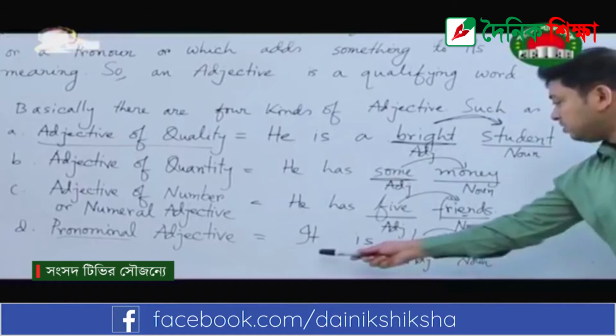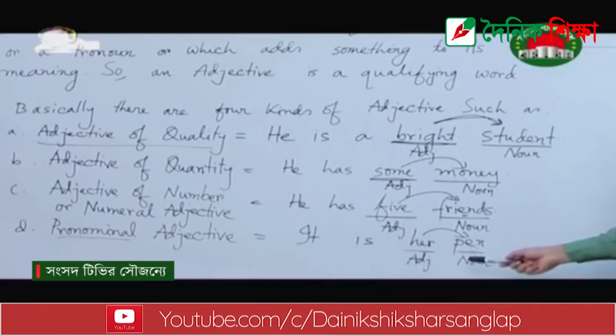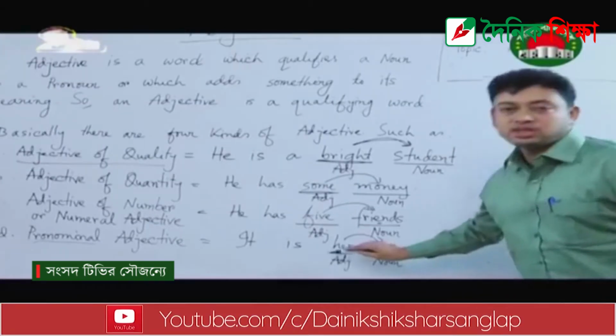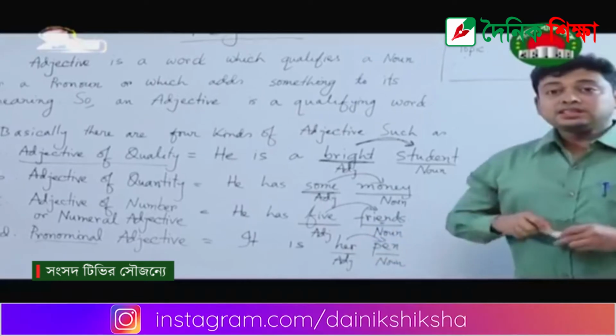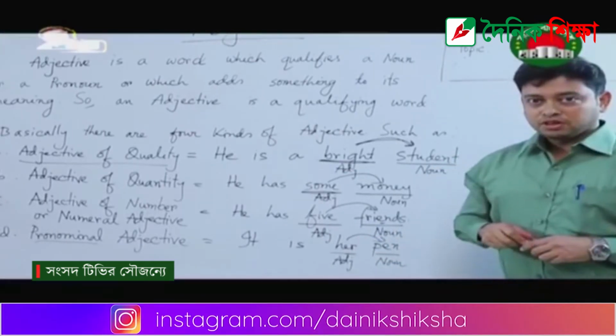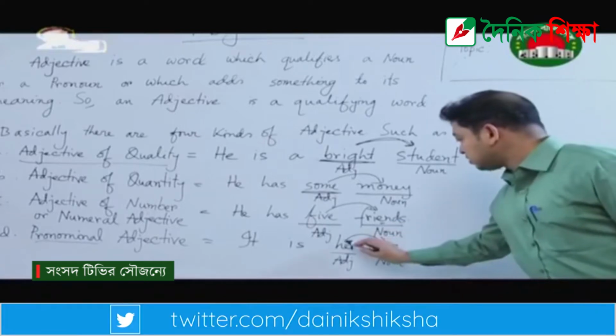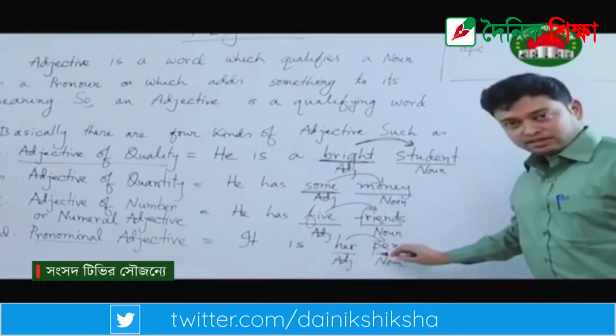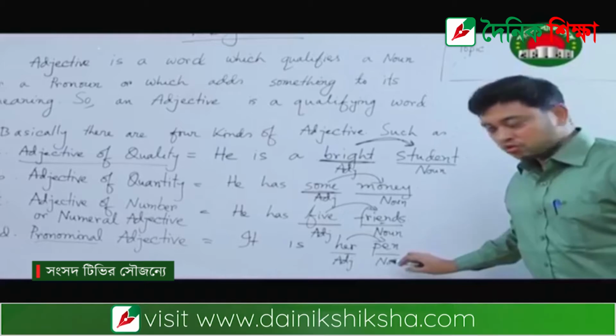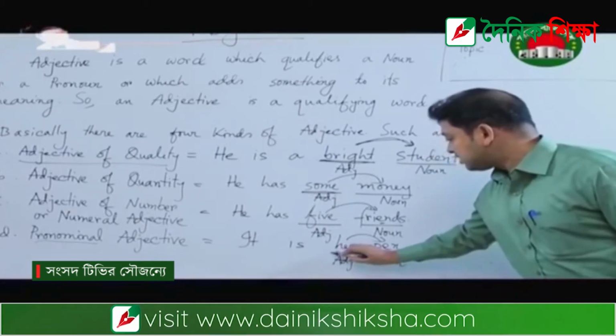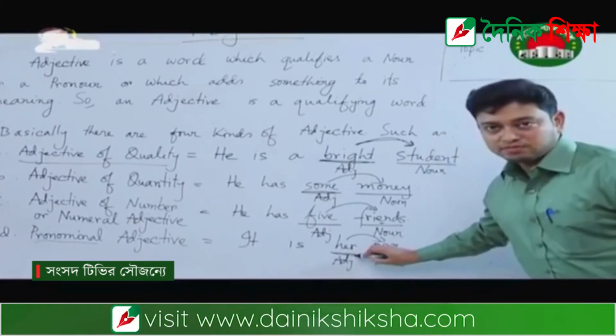Now look at the example. It is her pen. We know that her is conventionally a pronoun. This is a possessive pronoun. But the question is, here it is qualifying the word pen, and pen is a noun. So the name of this adjective is pronominal adjective.